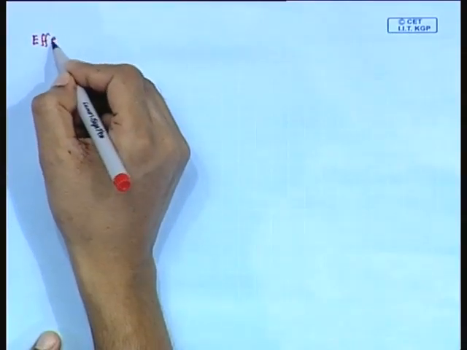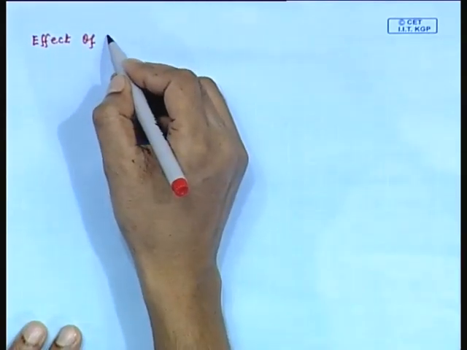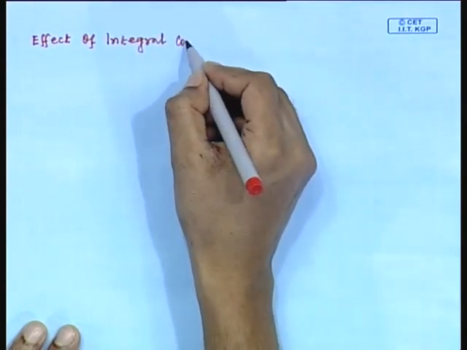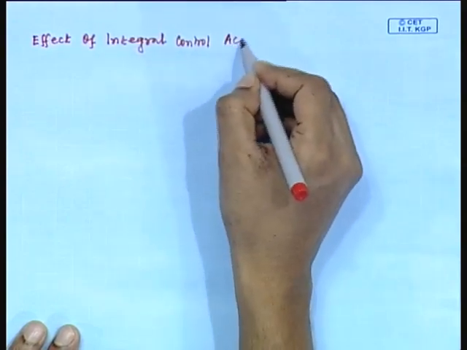In the next, we will discuss the effect of integral control action. So far we discussed the effect of proportional action on the overall response of a process. In the next, we will discuss the effect of integral action on the overall response of a process. So, next topic is effect of integral control action.